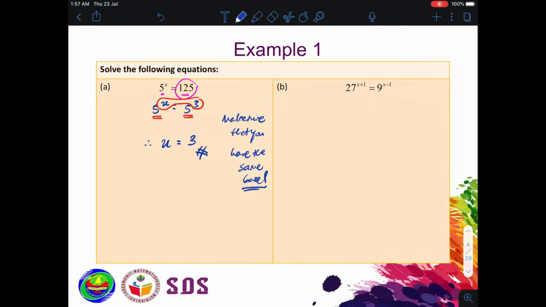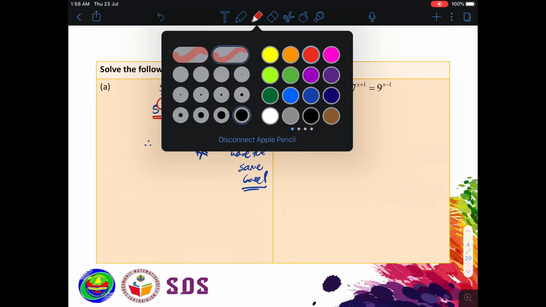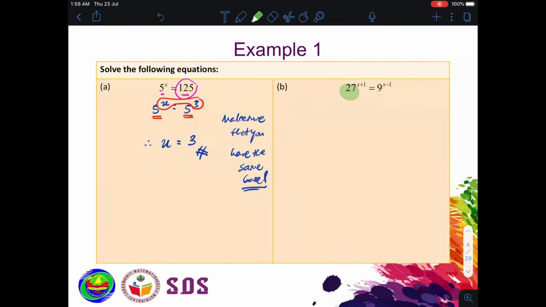On the next question, question B, 27 to the power of x plus 1 equals 9 to the power of x minus 1. So again, you have to make sure that you have the same base for both sides, and think what kind of number you can change them to. 27 and 9, what kind of base can I think of that they would share? I figured it out, and it's going to be 3 to the power of 3 for 27. And outside of it, it's just going to be the same, x plus 1.